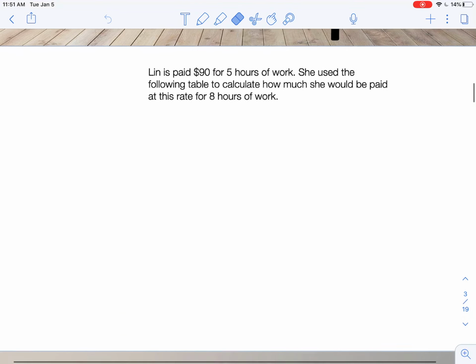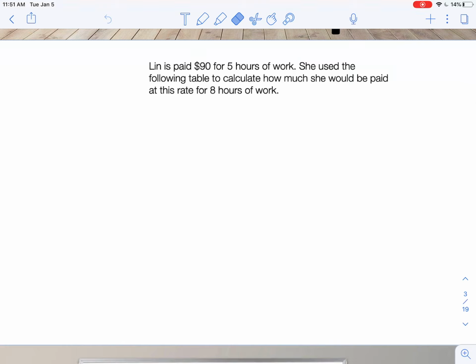So, if we take a look at this problem that we talked about on Thursday and Friday, Lynn is paid $90 for 5 hours of work. She used the following table to calculate how much she would be paid at this rate for 8 hours of work. Let's see if we can reconstruct that following table that we saw during yesterday's class.